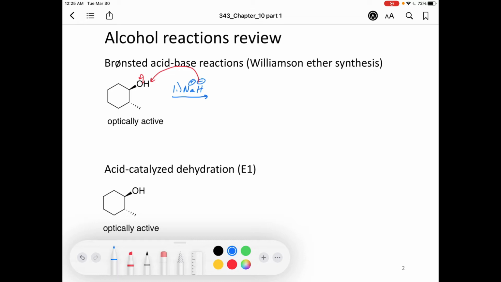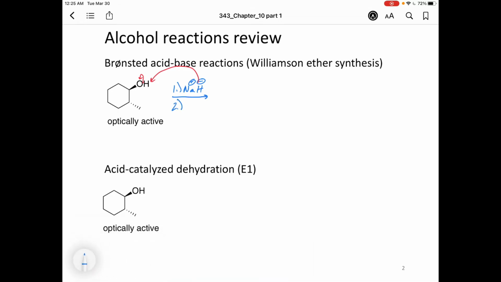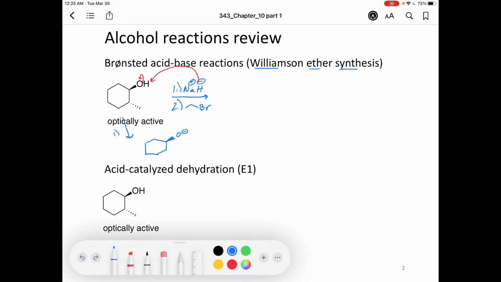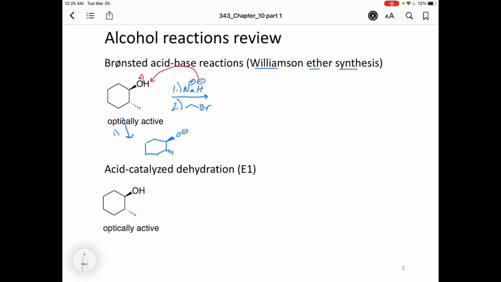And the second step of this reaction, we're going to be adding in an alkyl halide. This is that Williamson ether synthesis that we've talked about before. So step one, we're making our alkoxide. Now notice that this stereocenter here didn't change, okay? That stereocenter is still coming out towards us there, okay?